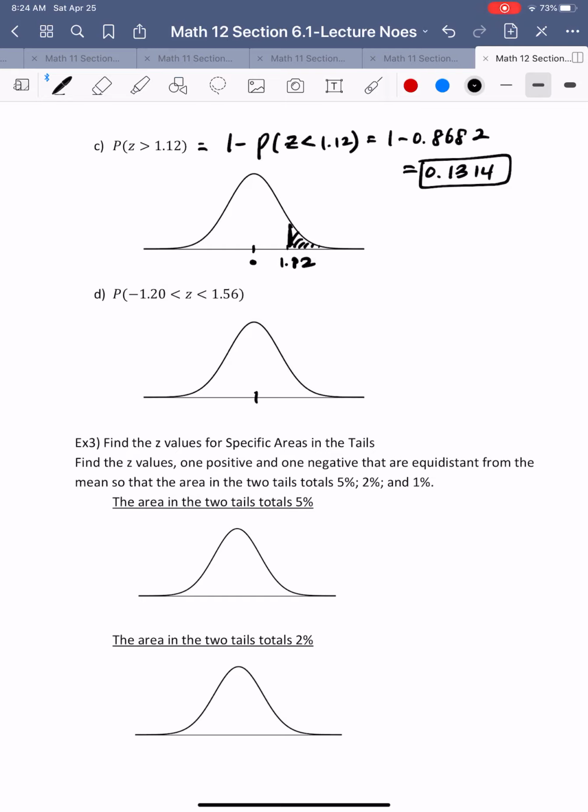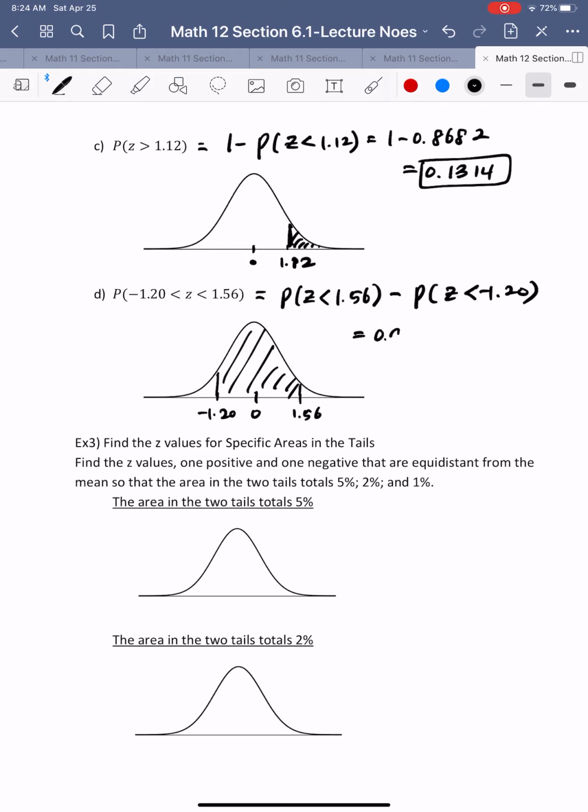And also this is a 0 in the middle, and then about negative 1.20 here, about 1.56 here on the curve, and we are looking for the area of this one. Same thing. So probability of z is less than 1.56, subtract P of z is less than negative 1.20. And then it gives you 0.9406 minus 0.1151, which becomes 0.8255.